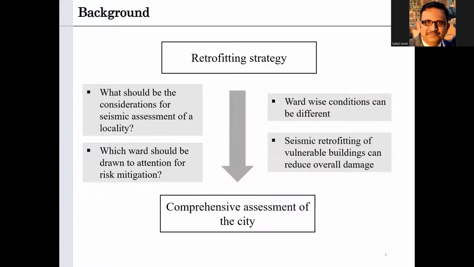The question is, how can a comprehensive assessment map help in developing our retrofitting strategy? Well, retrofitting is solely related to buildings, and buildings are an element of a locality or a city. So in order to optimize the effect of seismic retrofitting, it is needed to know the overall condition of a locality and, requirement-wise, which locality should be drawn to attention for seismic risk mitigation. And a comprehensive knowledge of the localities of the city will help in doing so.